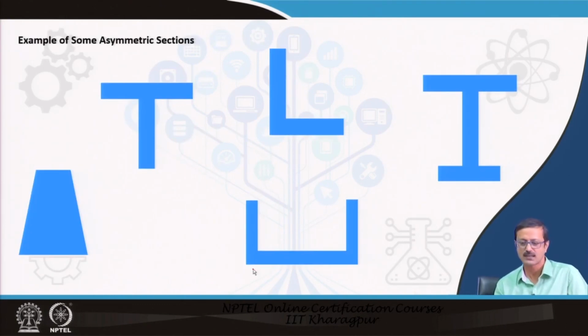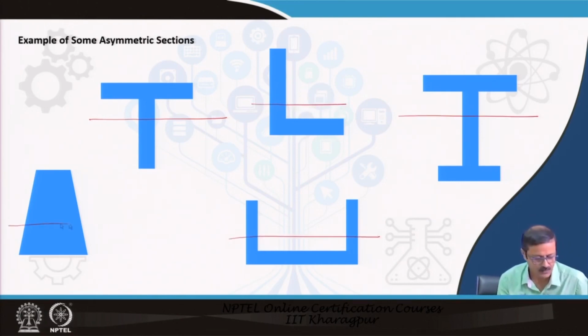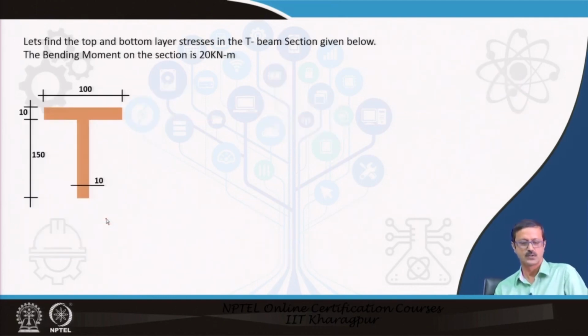Now, there are some examples of asymmetrical sections. As you see, it won't give you the CG exactly at the central depth. So, the Y top and the Y bottom will change. Here it will be something like that, here it will be something like this, and this U will be something like that. Now let us go for a small problem solving.